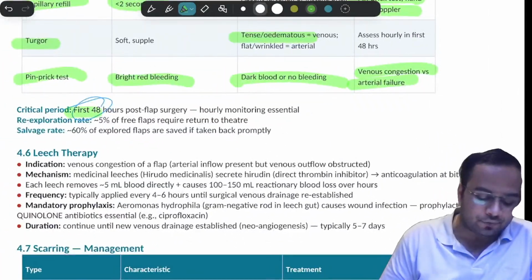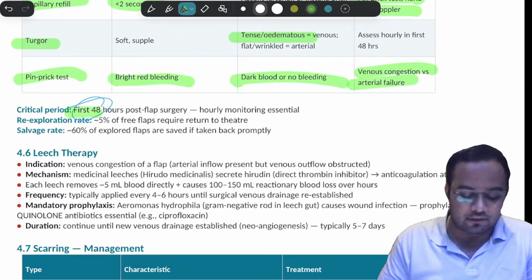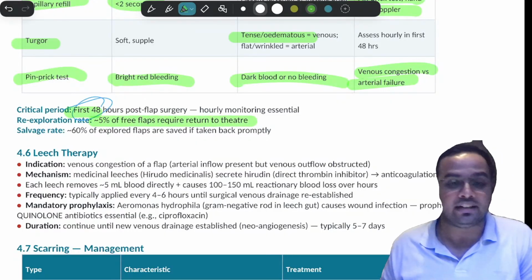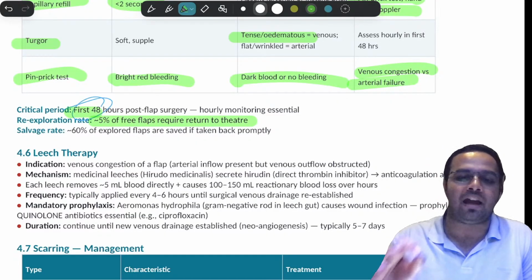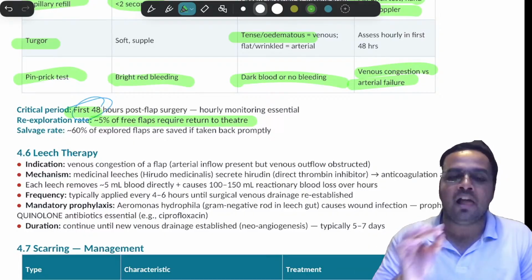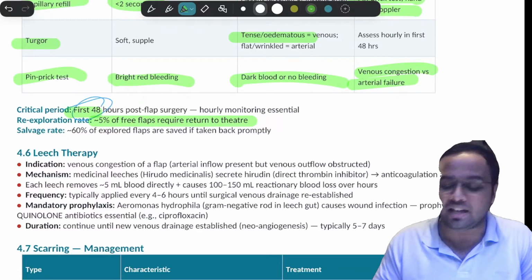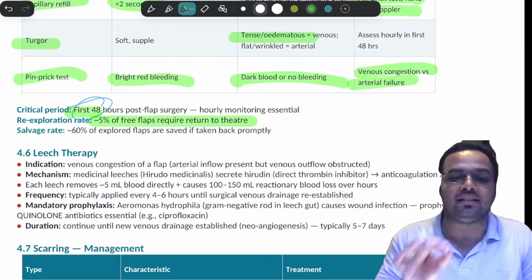The critical period is the first 48 hours, and almost 5% of free flaps require return to theater. So anytime you are doing a free flap, you should make sure that all the patient parameters are normal. The patient should not be smoking, the vessel should be intact, the anastomosis should be done very well, the blood pressure should be maintained, and the nutrition should be good.